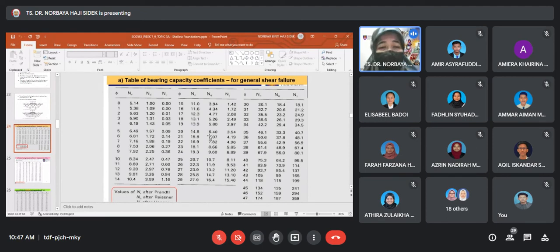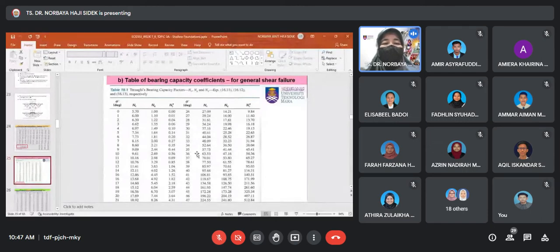But the most important thing when you get the table, in order to find the bearing capacity factor for the soil, is that you need to know the phi value of the soil. For example, if your phi value of soil is 24, so you know that your value of NC equals 19.3, NQ, and gamma 6.89. All right, so this is how we find the value.